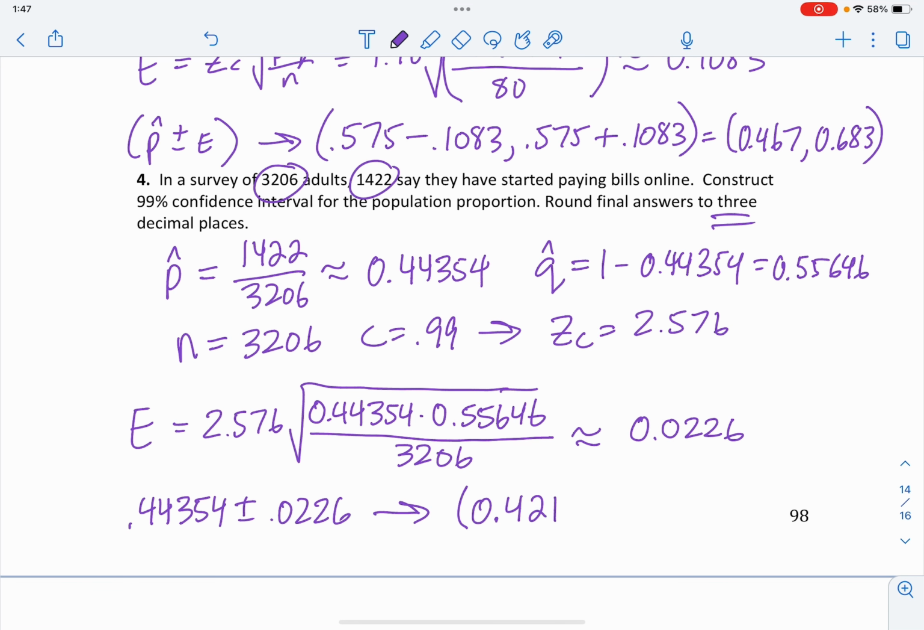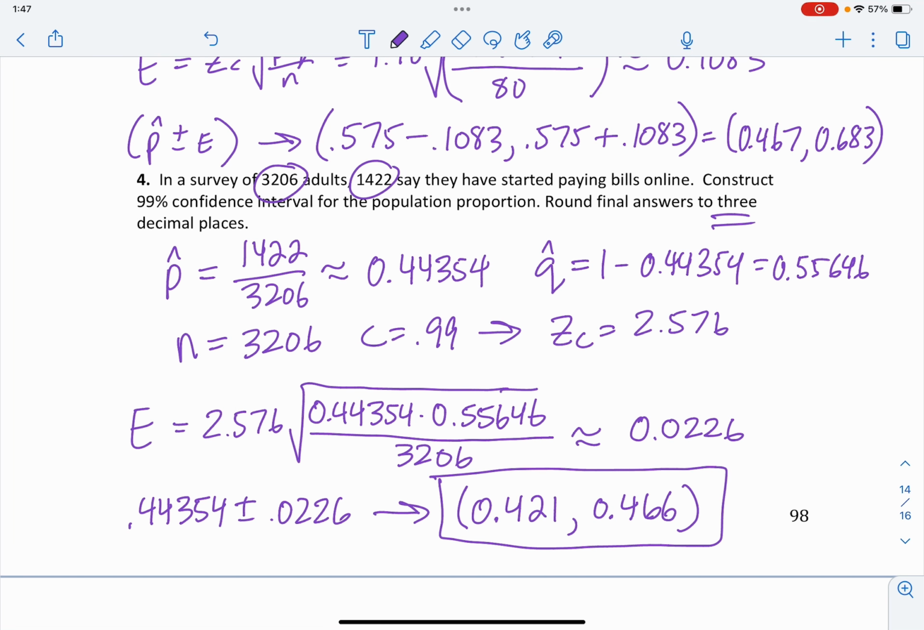So when I do my subtraction, I get 0.421. And when I do my addition, I get 0.466. Final answer. Okay, so that's the proportion method. A lot of similarities from what we've been doing, some differences with formulas and different variables, but not too bad.